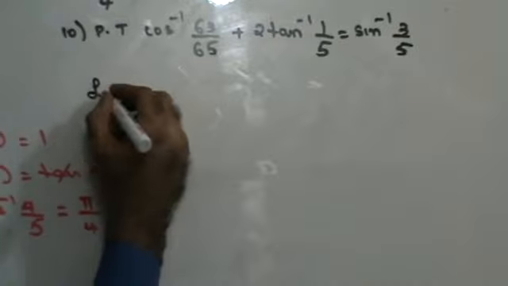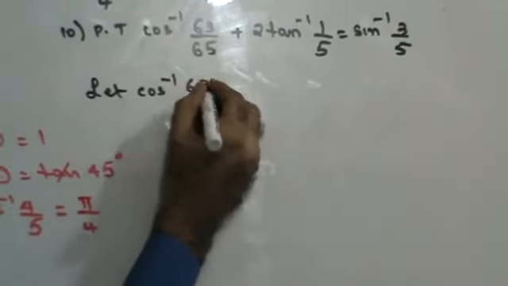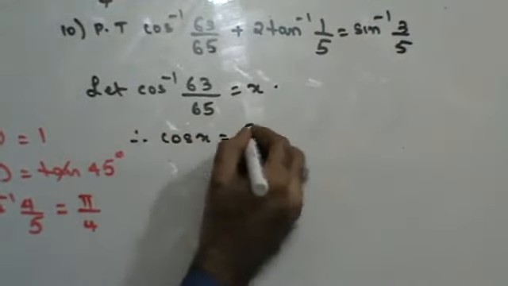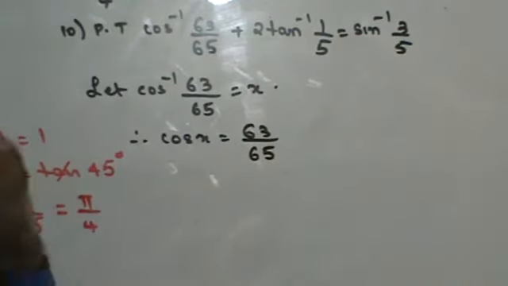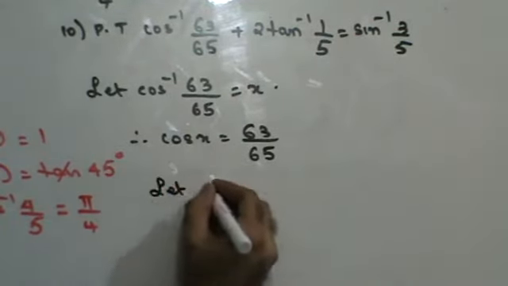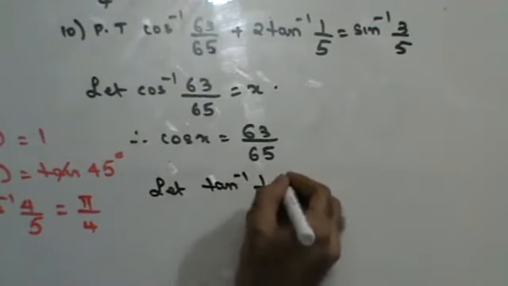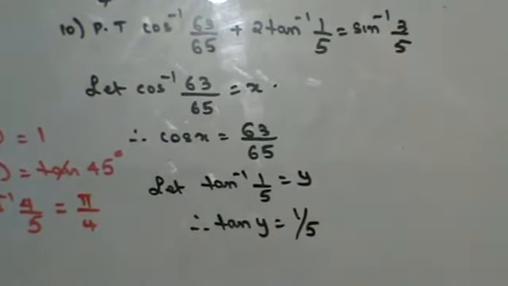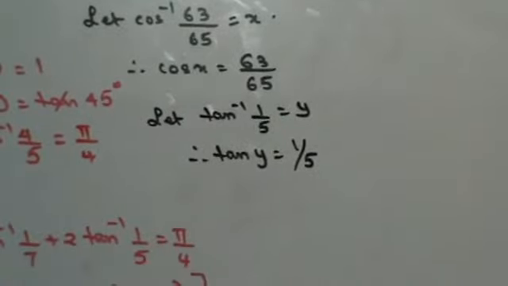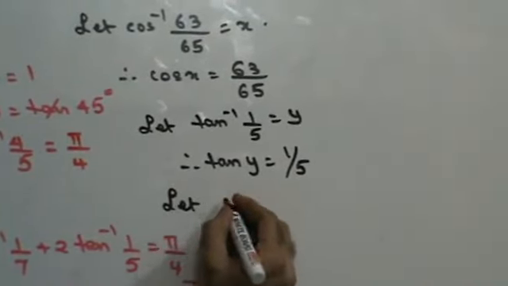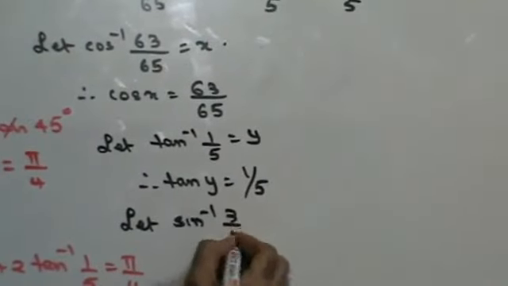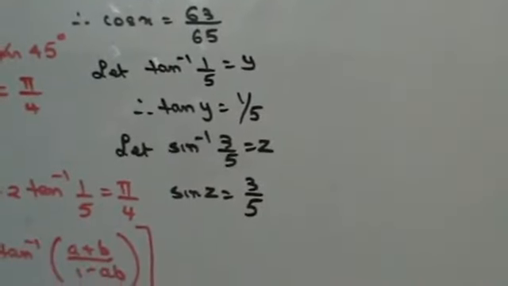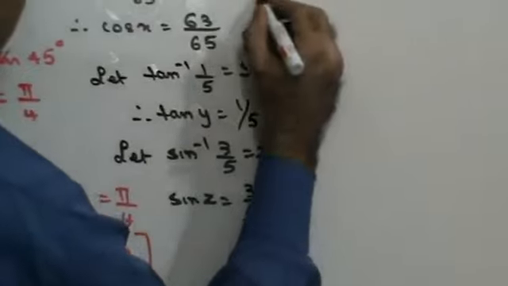So you'll say let cos inverse of 63 by 65 be equal to x. Therefore, cos x will be equal to 63 by 65. Now, let tan inverse of 1 by 5 be equal to y. Therefore, tan y will be equal to 1 by 5. Right? Next, similarly, let sine inverse of 3 by 5 be equal to z. Therefore, sin z will be equal to 3 by 5. Let's draw the right angle triangle for all of them, people.